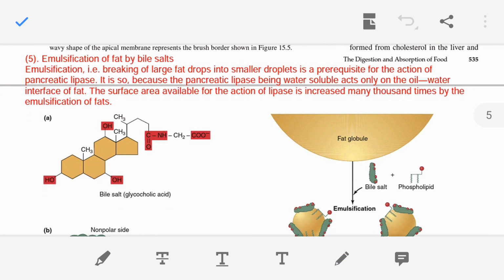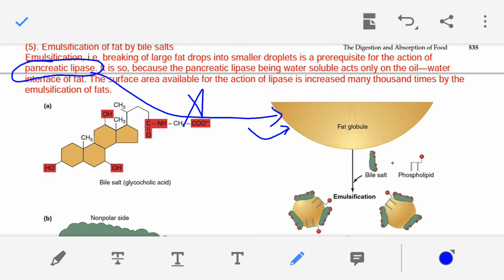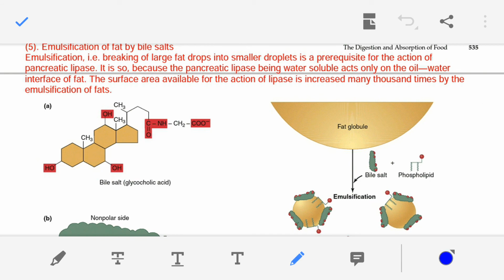Here the fat globule is shown, and as you can see, this fat globule is large in size. So since this fat globule is very large, the pancreatic lipase cannot act on it. The dietary fat that we ingest is in the form of large fat globules, and on these globules the pancreatic lipase cannot act. Now, pancreatic lipase is a water soluble enzyme, and since it is water soluble, it is difficult for this enzyme to act on this larger fat globule. So how will it act on this fat globule, that is the question.